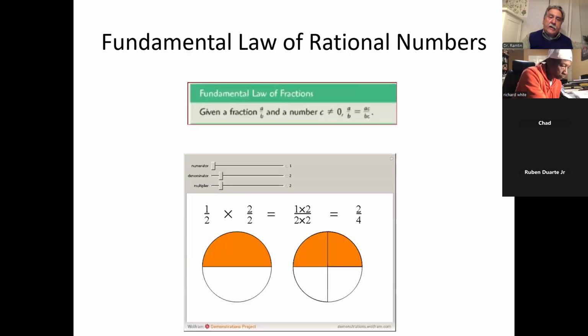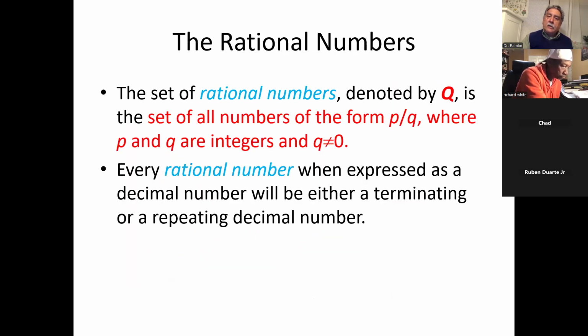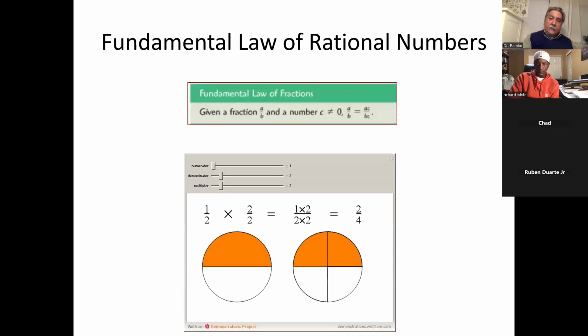The set of rational numbers, for which we use the symbol Q, is the set of all numbers of the form P divided by Q, where P and Q are integers and Q is not 0. You cannot divide by 0. And every rational number, when expressed as a decimal number, will be either a terminating or a repeating decimal number.